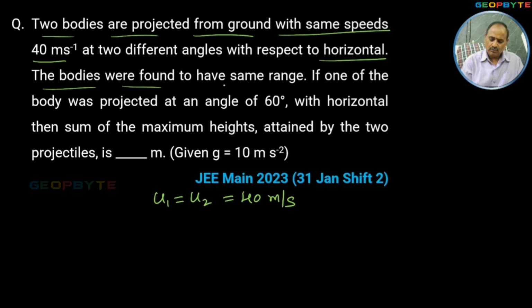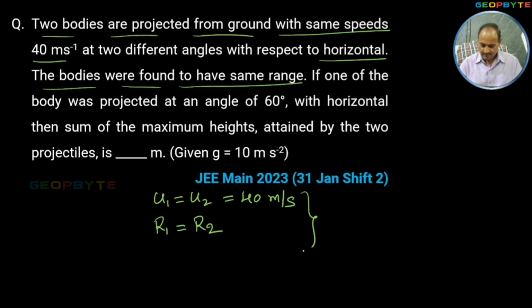Two bodies were found to have the same range, R1 is equal to R2. The two bodies are maintaining the same range. Dear friends, remember, for the same initial velocity and same range, the sum of the angles must be equal to 90 degrees. This is the very, very important condition.